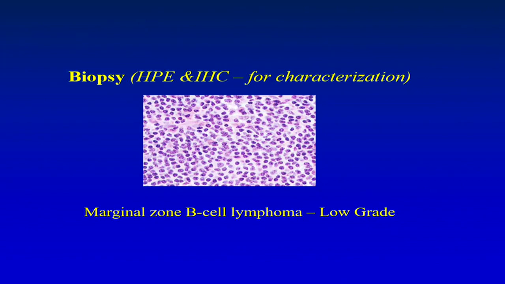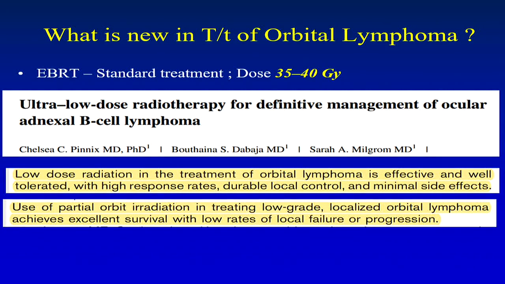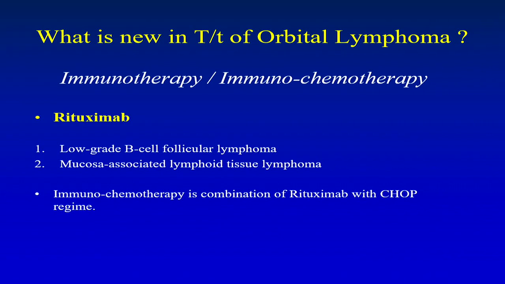Management varies accordingly. And the standard treatment for the lymphoma used to be the EBRT, the external beam radiotherapy in 30 to 40 gray. But nowadays the studies are showing that ultra low dose radiotherapy just in the dose of 4 gray is sufficient enough, and it's very effective for the local control. Also, we have immunotherapy with anti-CD20 antibody, that is the rituximab, for low-grade B-cell follicular lymphomas.